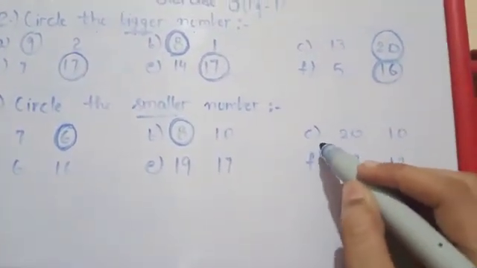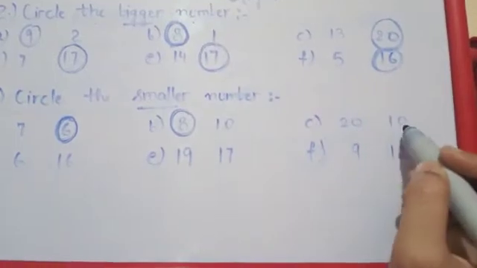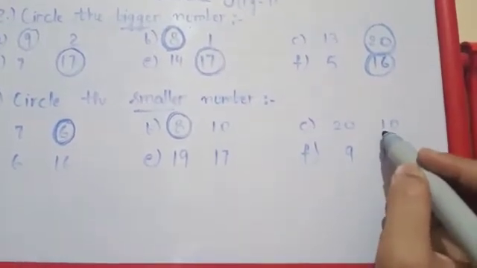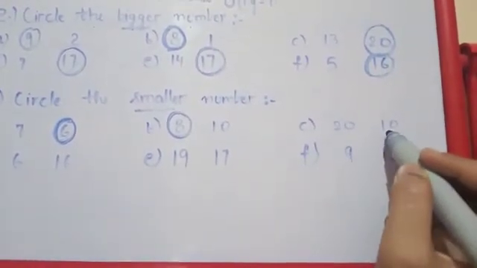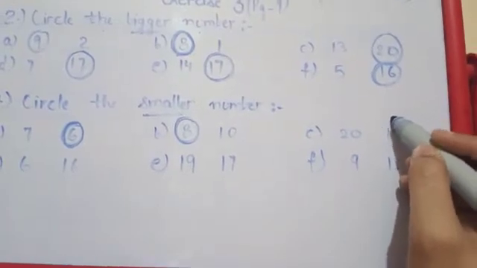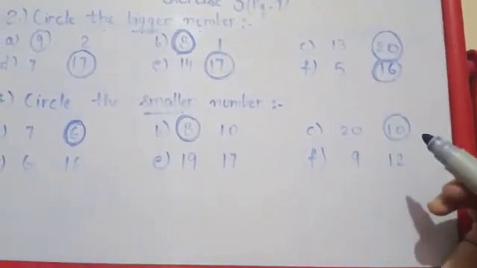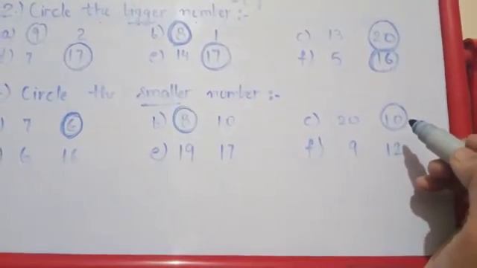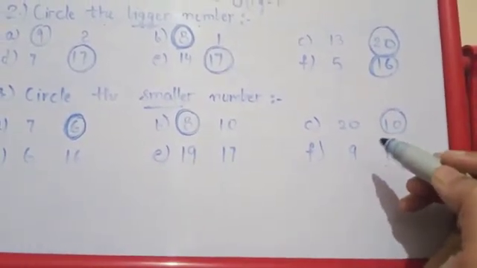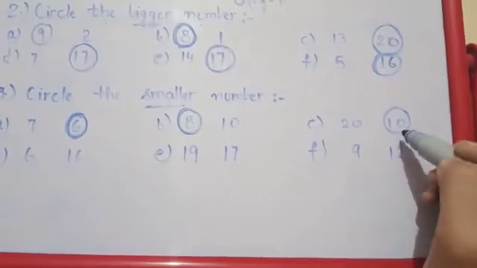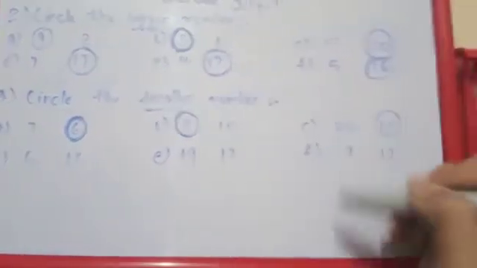Now come on part C. 20 and 10. In this, which number is smaller? 10 is smaller than 20. 10, 20 के पहले आता है ना. 10, 20, 30 ऐसे होती है ना काउंटिंग्स. So 10 is smaller than 20.